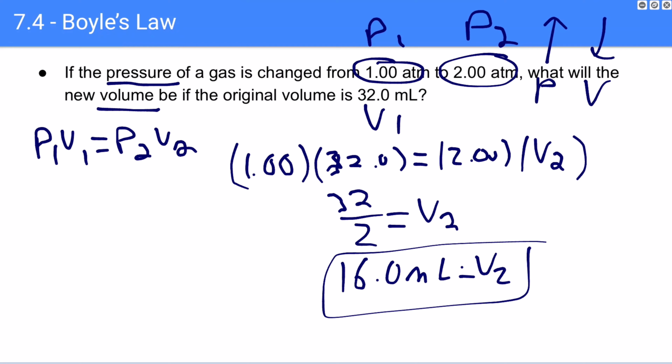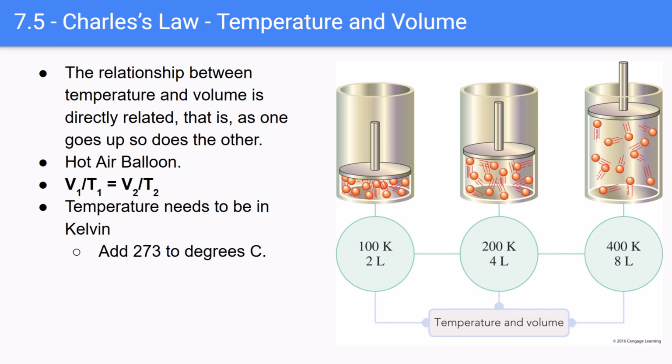All right, let's look at a few more variables and do some more mathematical calculations. So the next relationship we're going to go ahead and dive into is what is known as Charles' law, and that is the relationship between temperature and volume. These are directly related variables. So what that means is that as one goes up, so does the other. Think about a hot air balloon. When you increase the temperature of the air that is inside of a balloon, the volume of that balloon expands and increases. So we can take a look at our information here.